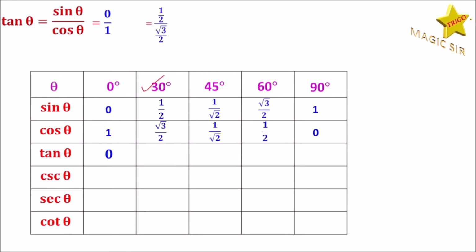For 30 degrees angle, sin theta is equal to 1 upon 2 and cos theta is equal to root 3 by 2. By simplifying, we get tan 30 degrees is equal to 1 upon root 3. So we write tan 30 degrees is equal to 1 upon root 3.